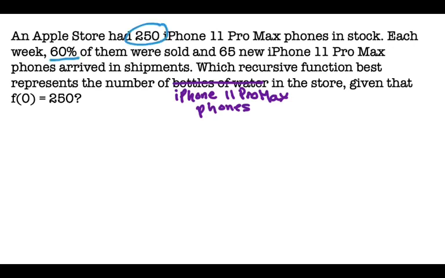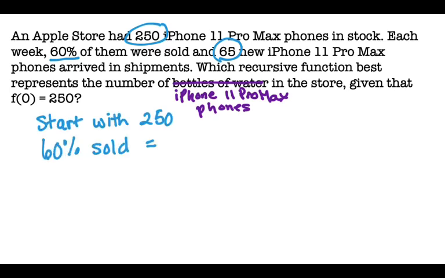We have 250 phones. It decreases, or they sell 60%. So when you're selling something, you're getting less inventory, right? If you start out with 250 and you're selling 60%, you're going to end up with less phones in the store. But then they get a new shipment every time with 65 new ones. So we are going to write down some scenarios to jot down what they said. So first thing is they start out with 250. Got it. Second thing is they're selling 60%.